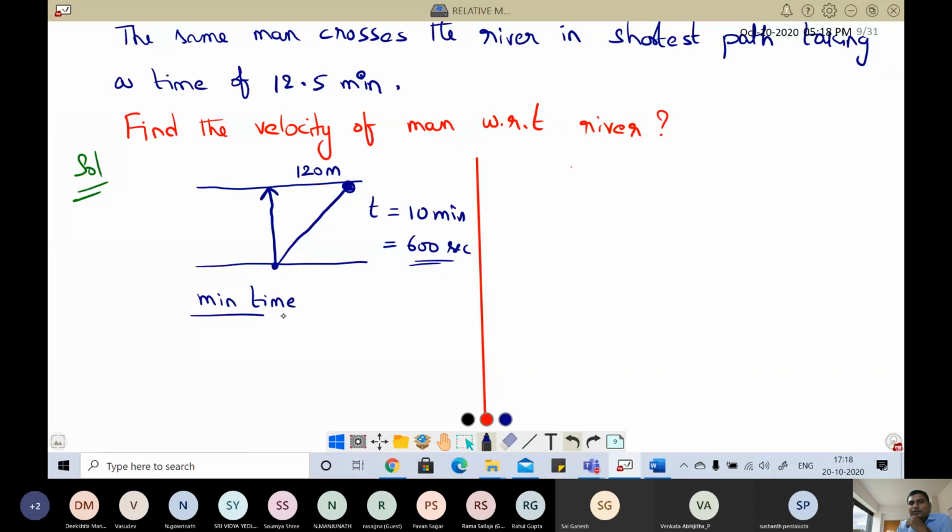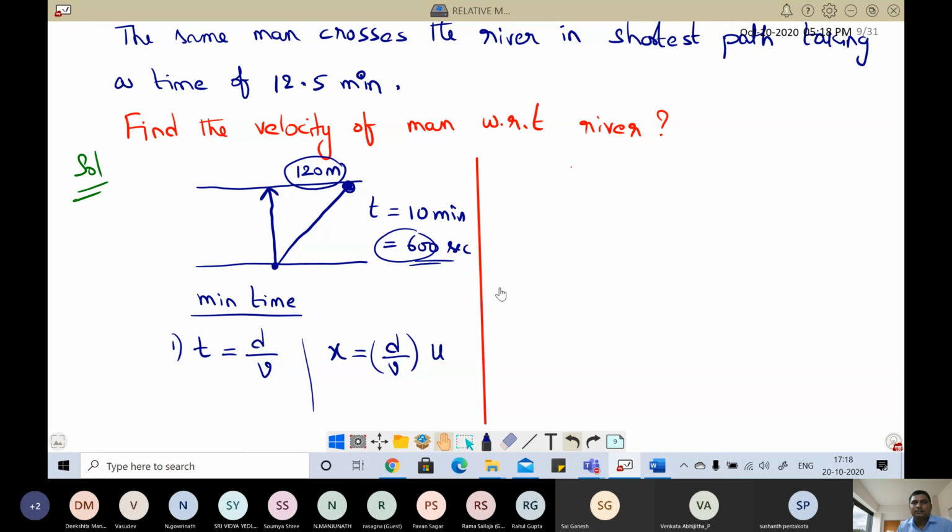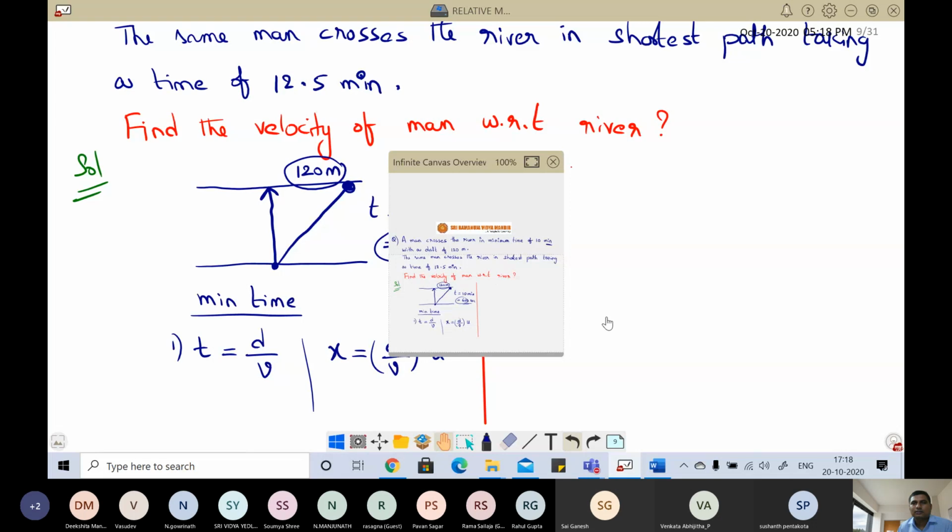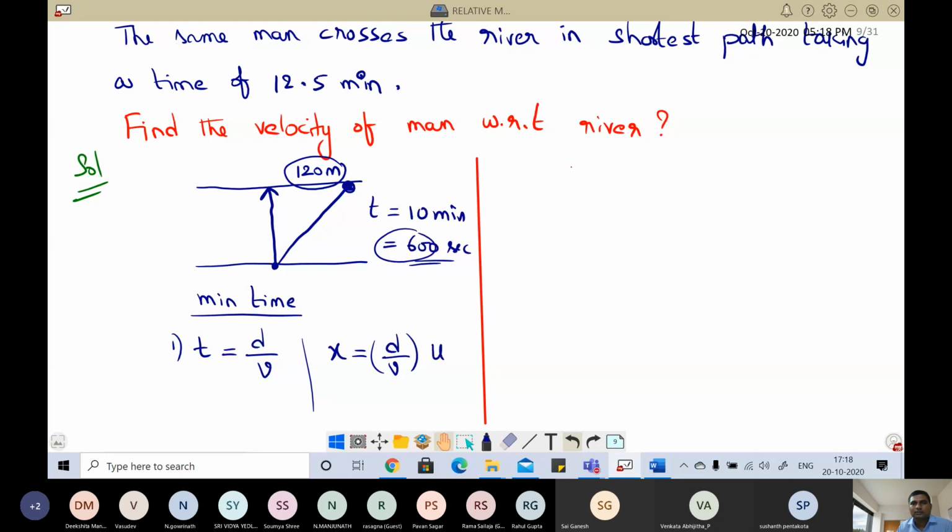Now we have the equations, correct or not? Because they gave drift also, they gave time also. So for time, what is the formula? T equal to d by v. And for drift, what is the formula? X is equal to minimum time into river velocity u. Correct or not? These two equations we have. So now directly we can use this.